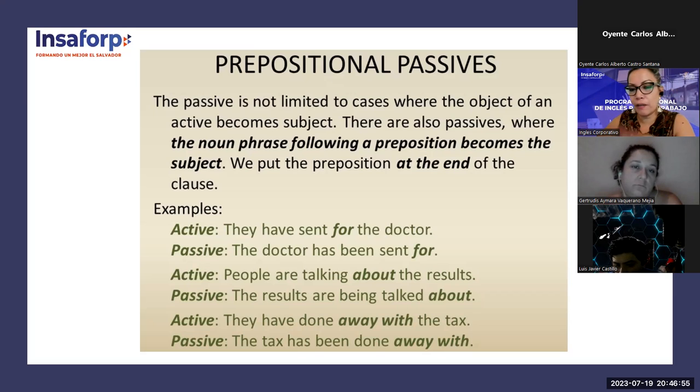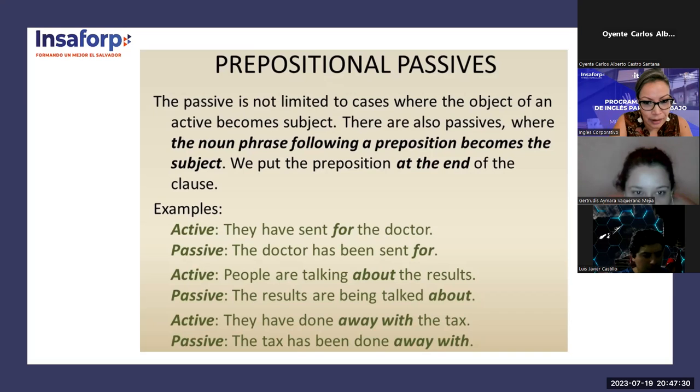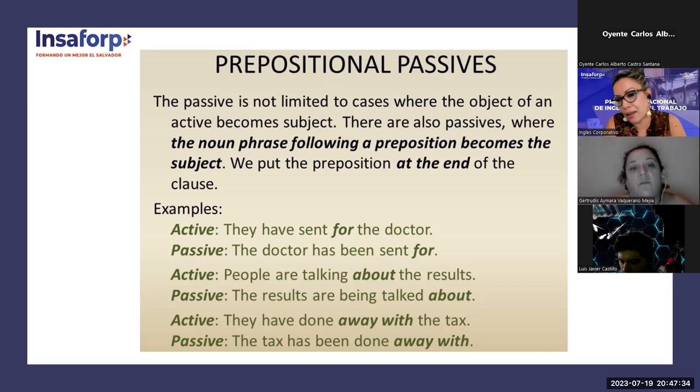Ok, vamos a hacer lo mismo. The doctor has been sent for. La preposición al final. Es lo único que va a variar, pero luego es básicamente lo mismo que hemos estado haciendo. Solo el qué hago con la preposición. Simple, cuando vemos una preposición, esta se manda al final cuando la pasamos a voz pasiva. Tenemos otros dos ejemplos. People are talking about the result. The results are being talked about. They have done away with the tax. The tax has been done away with. So yes, remember that whenever you have a prepositional phrase, the preposition goes at the end for the passive voice.